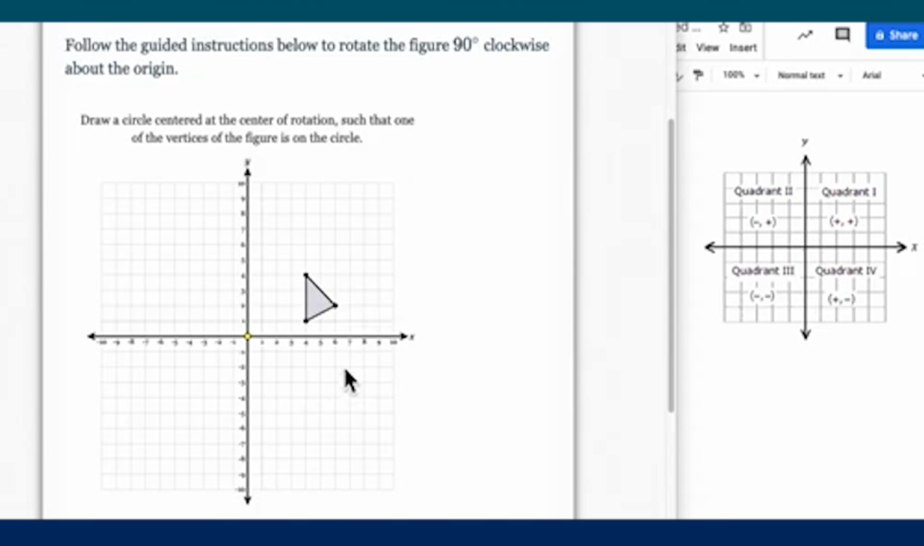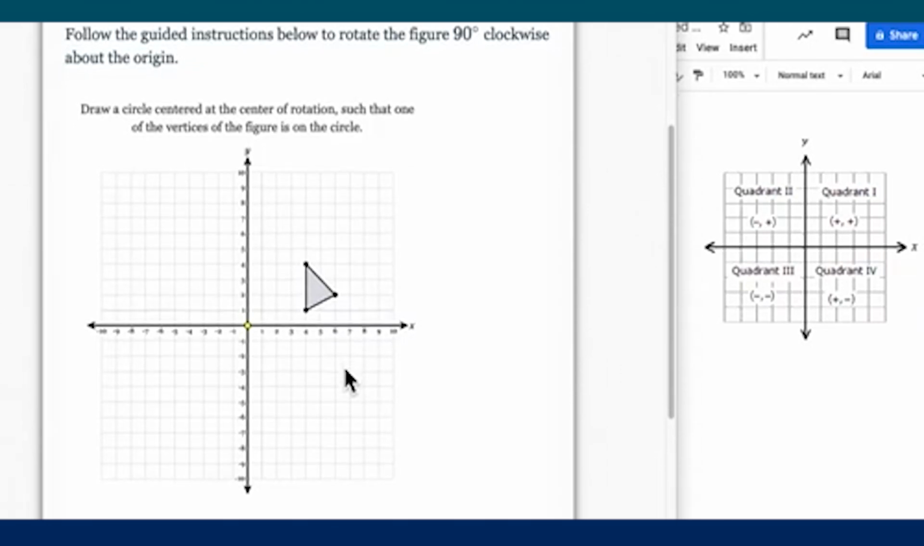So let's take a look at our directions. Draw a circle centered at the center of rotation, which is the origin, such that one of the vertices of the figure is on the circle. So clearly this is a triangle. It has 3 vertices. Here's 1, 2, 3. Okay, we're going to click on the origin and we're going to create a circle. And we want that little yellow point to line up with one of our vertices. Does not matter which one.